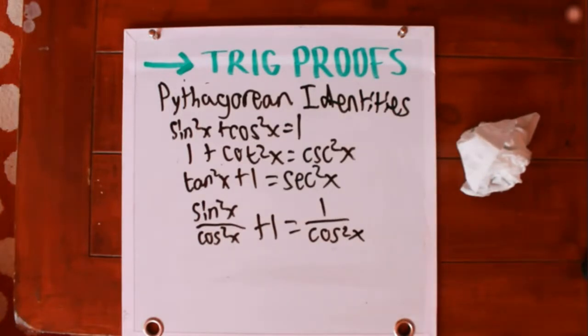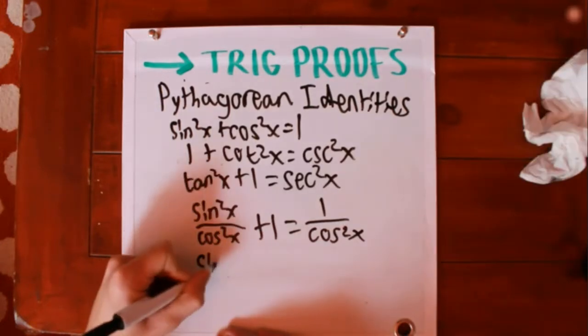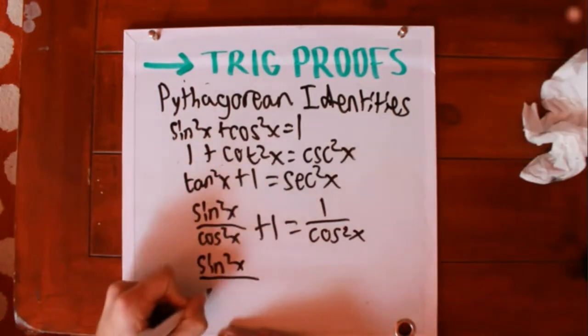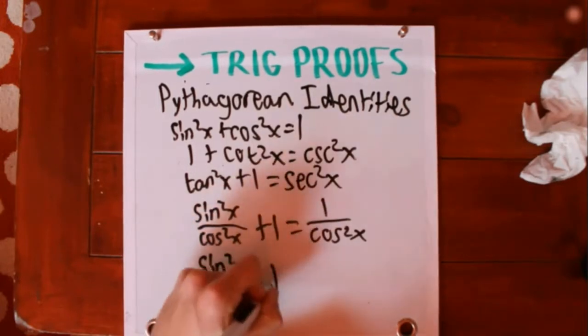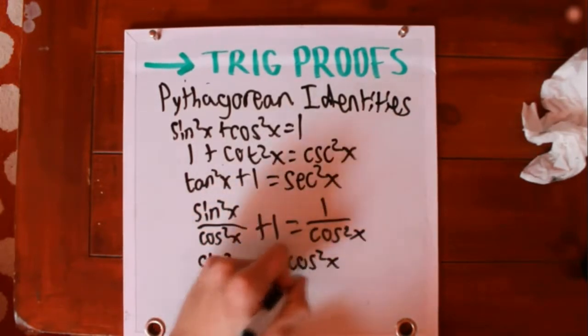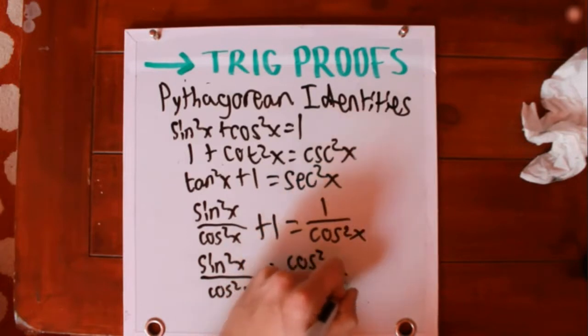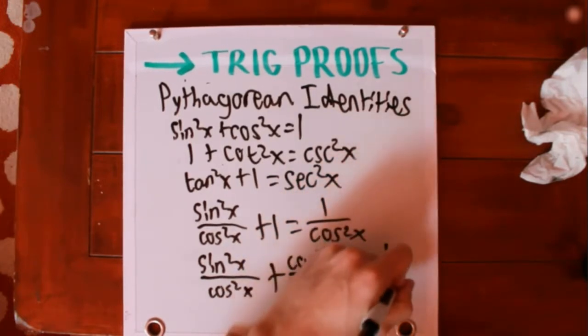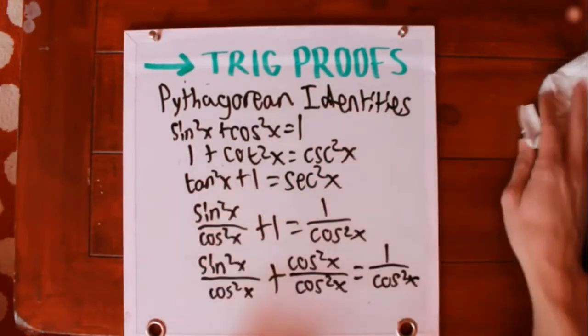Is that real math? That's real math. Okay. Now, so that we can get a common denominator to add the first 2 values together, let's rewrite 1 as cosine squared of x over cosine squared of x. This gives us sine squared of x over cosine squared of x plus cosine squared of x over cosine squared of x equals 1 over cosine squared of x.